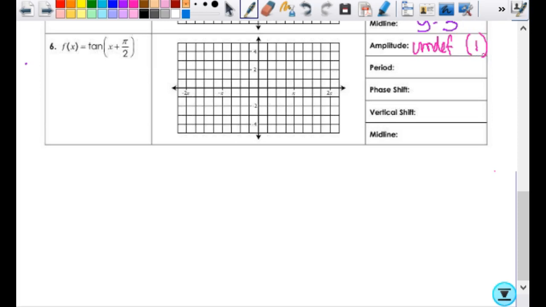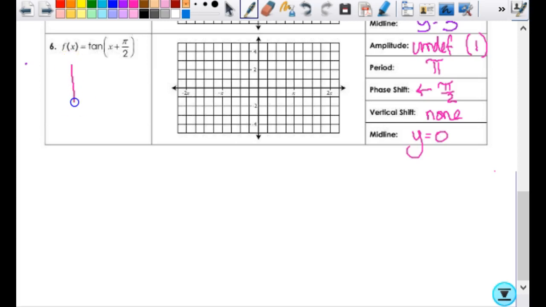What's the period here? Okay, the period for the parent function is pi, right? Is there a b in here that affects this? No, so it is still just pi. I have a phase shift, and I'm going to the left pi halves, right? There is no vertical shift. So my midline then is at y equals 0, which is the axis, so I definitely don't have to draw that one in.